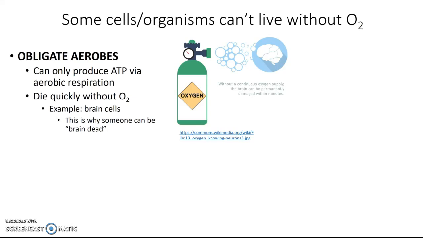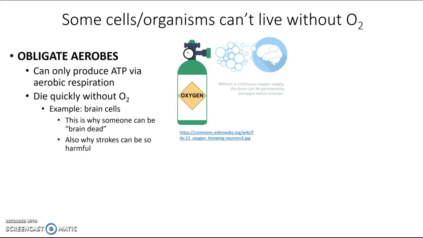If they go without oxygen for even a little while, your brain cells are going to be one of the first types of cells that are affected because they have to use aerobic respiration. They need a constant supply of oxygen, and without it, they can't make ATP. They're not going to be able to do all the things they need to do, and those cells can die.